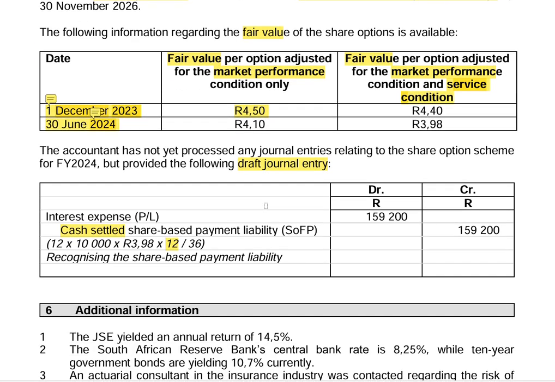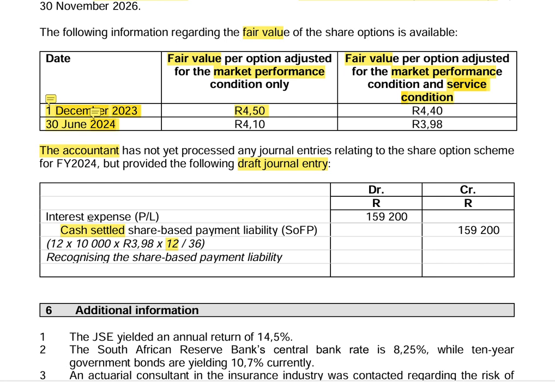Let us see what we have on the journal. When we look at the journal that was processed by the accountant, or rather the draft, because they said it's a draft, it's not processed, but it's what will be processed if you are happy with the information provided by the accountant. Here they said interest expense, P&L. The interest expense is incorrect because this should be P&L employee benefit. It should not be an interest expense, but an employee benefit that will go to P&L.